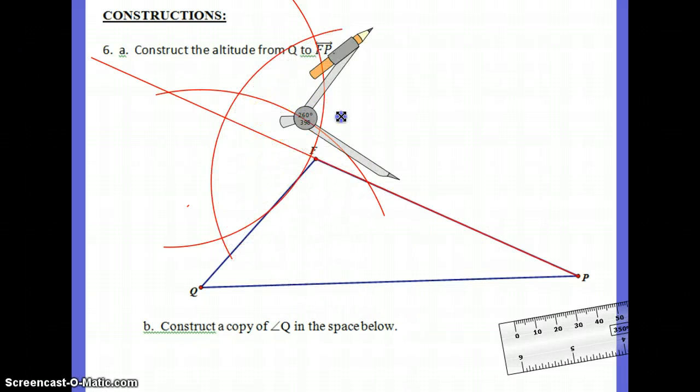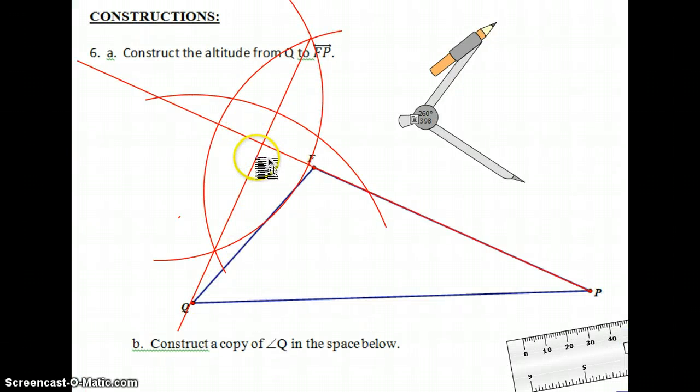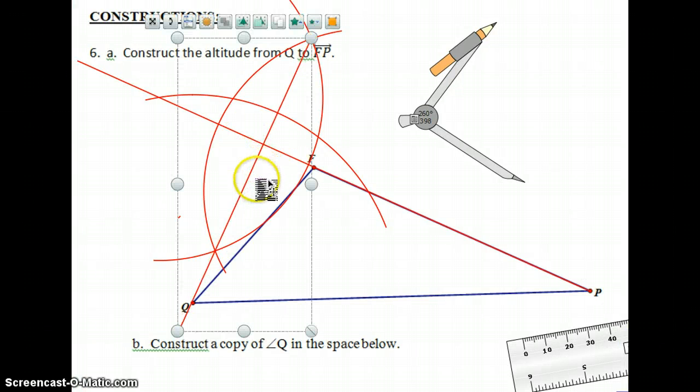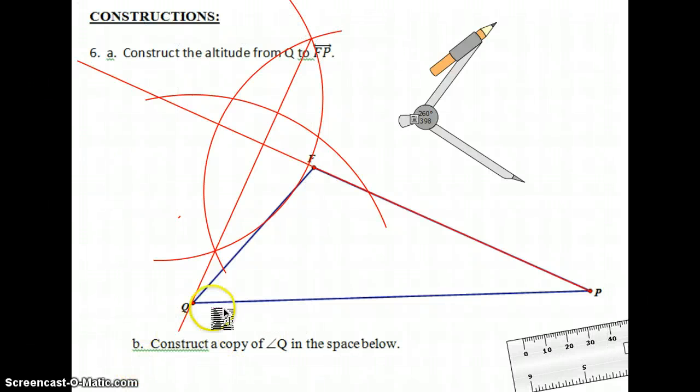So there we go. And then again with my cheater ruler, my invisible ruler, I'm drawing the football, and it ought to go through Q. I missed slightly, but you can tell if I just move it down. Well, you know what? I can probably fix that perfectly, and nobody will know. Look at that. Okay. Alright, and the next thing says construct a copy of angle Q in the space below.